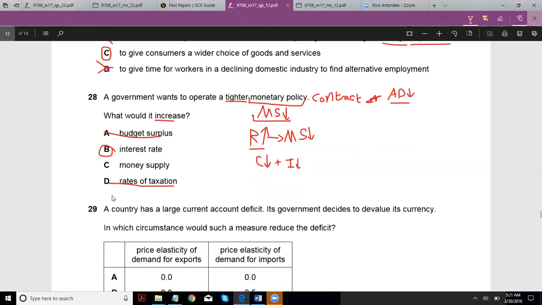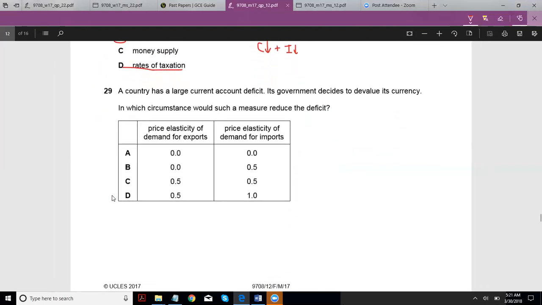A country has a large current account deficit. Its government decides to devalue its currency. Just before I go on, the difference between depreciation and devaluation is that devaluation normally happens in a fixed exchange rate system, where the government does it. Depreciation is due to the freely floating forces of demand and supply. But in both cases, your exchange rate goes down. In what circumstances would such a measure reduce the deficit?